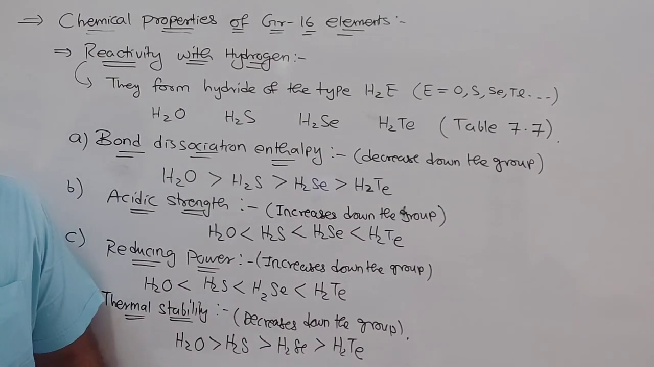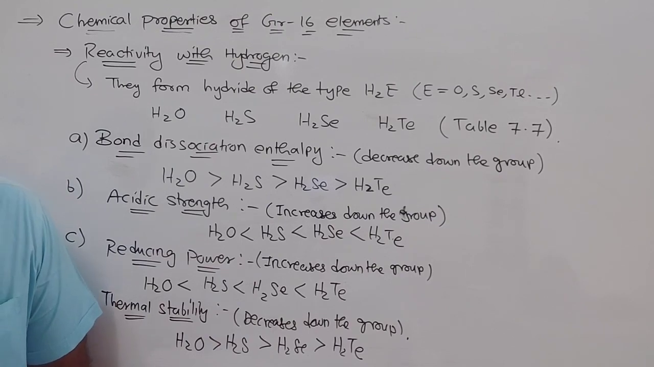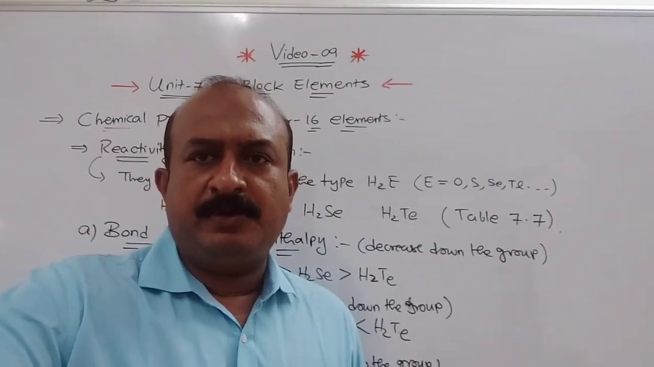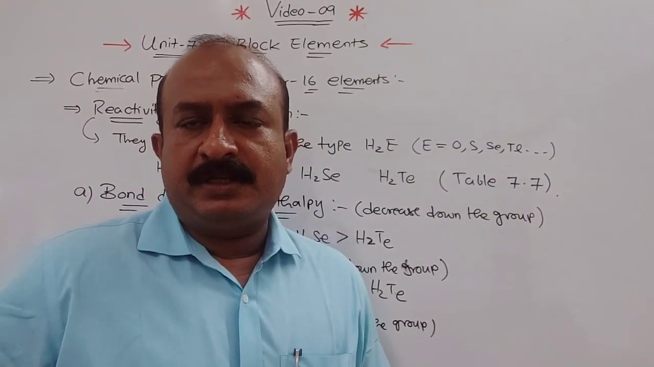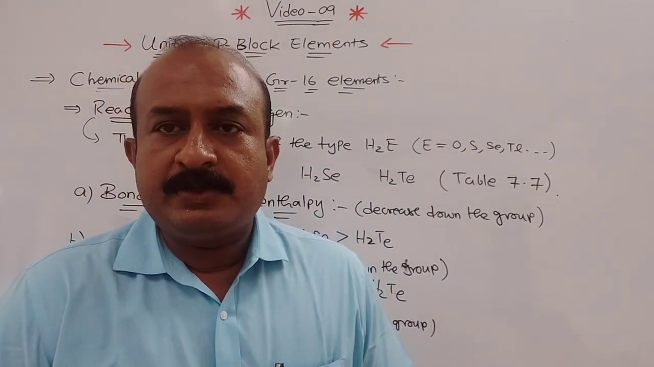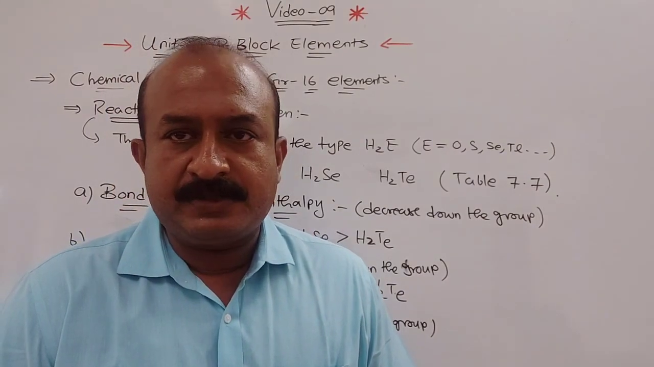Now remaining is reactivity with oxygen, where two types of oxides are formed, that we will see. But I think we will discuss it in the next video, because this video will become very lengthy otherwise. In the next video we will discuss reactivity with oxygen, reactivity towards the halogen, and then the preparation of dioxygen.